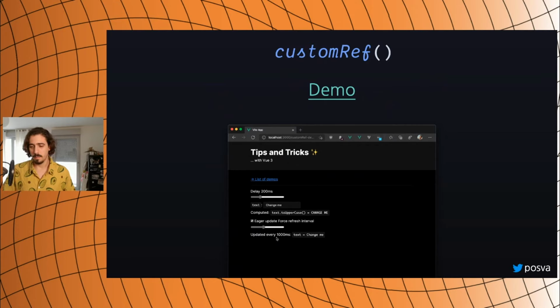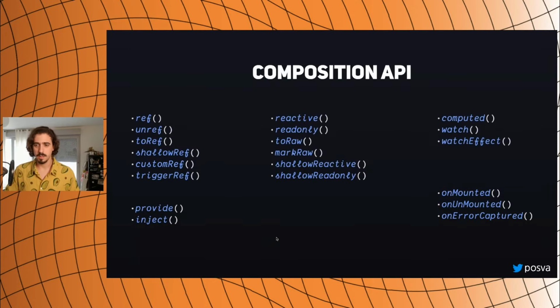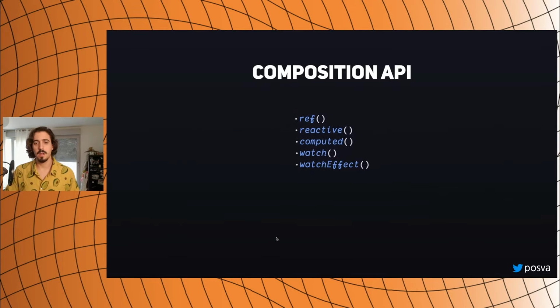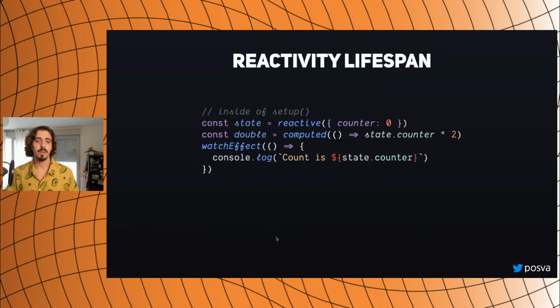OK, if we go back to the composition API, there are a lot of functions here that we see, and most of them that we use. To name a few, we have ref, reactive, computed, watch, and watchEffect that are bound to what we call the lifespan of where they are called. Most of the time, we're going to call these functions inside of the setup of a component. Because we call them inside of a component setup, they're bound to the life cycle, or the lifespan, of that component, which means that once the component is destroyed, there is no more watcher going on, which is the whole point.